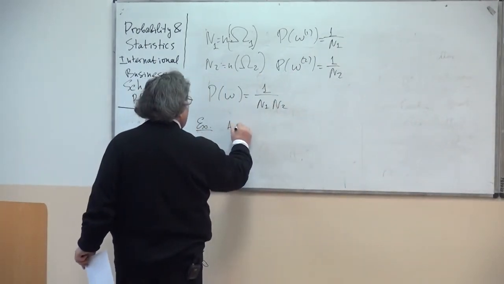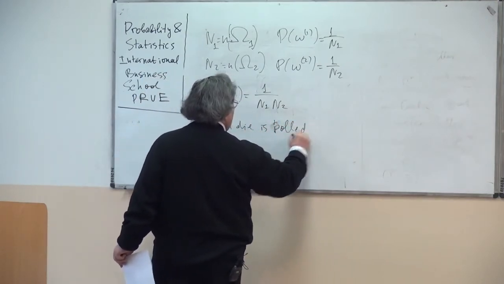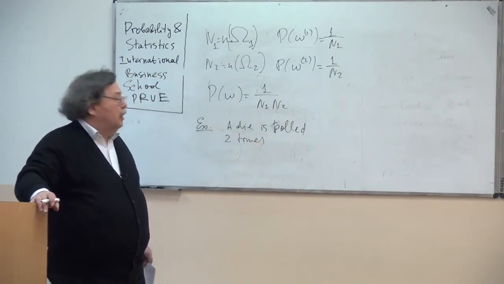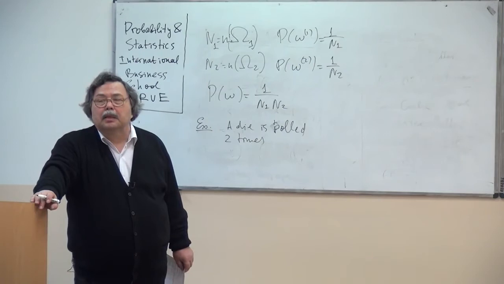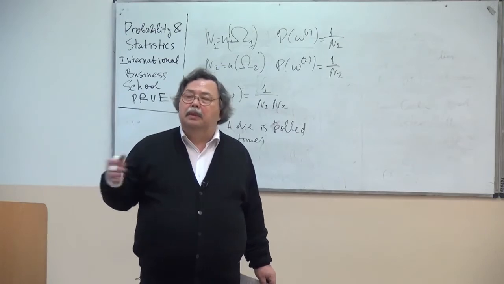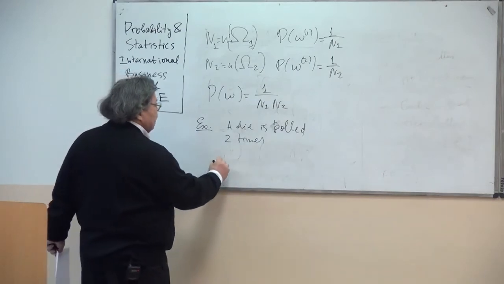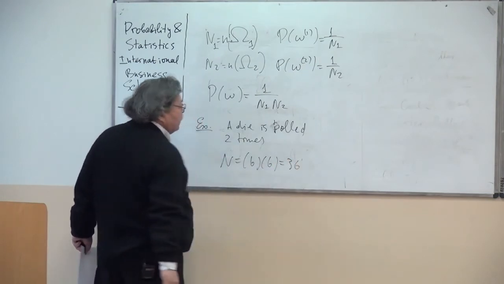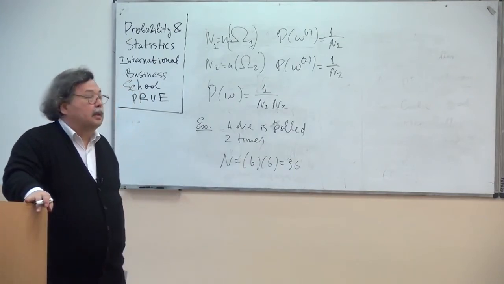So a die is rolled twice. How many outcomes are there on this composite experiment? The composite experiment here consists of two partial experiments. We roll a die, and then we roll the same die again. Well, it's a very simple question. Obviously, it's 6 by 6, and it's 36. Okay? And the probability of each outcome here is 1 over 36.